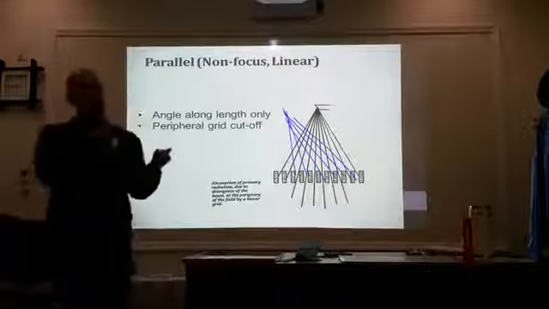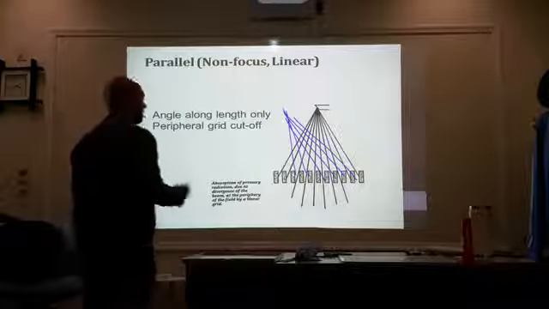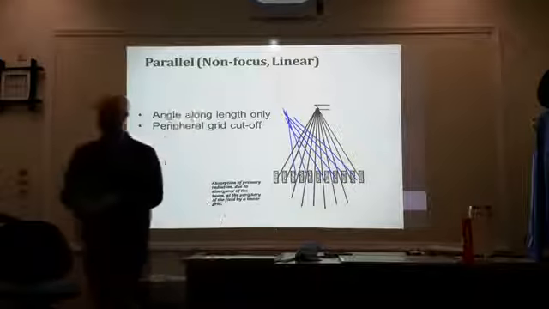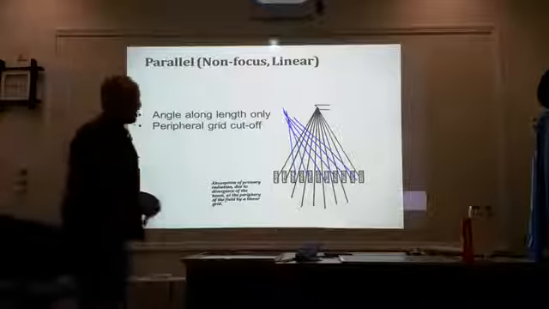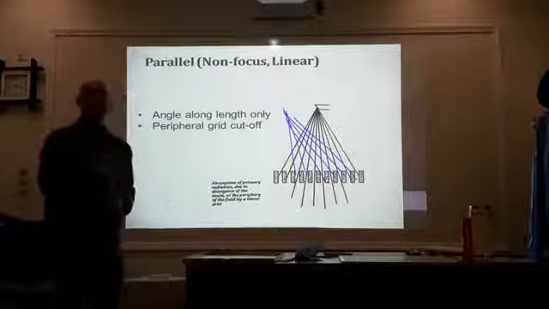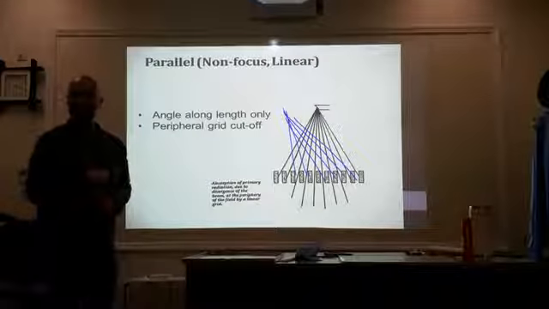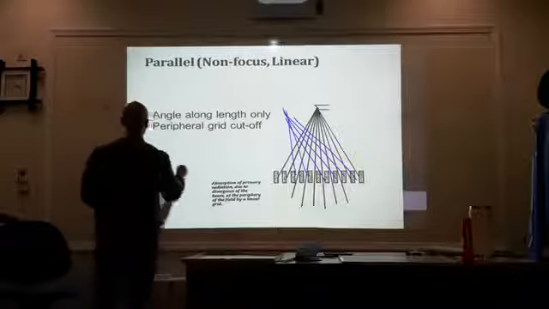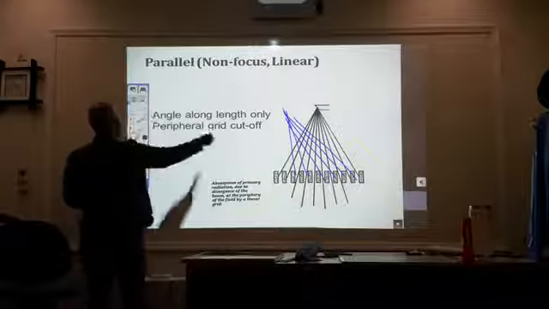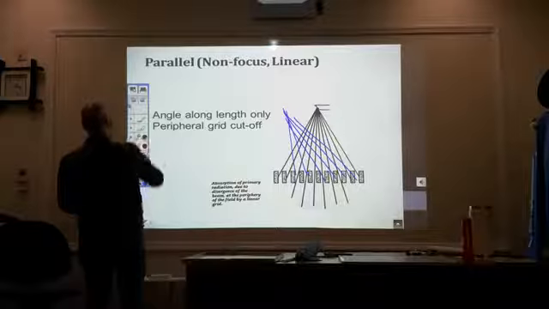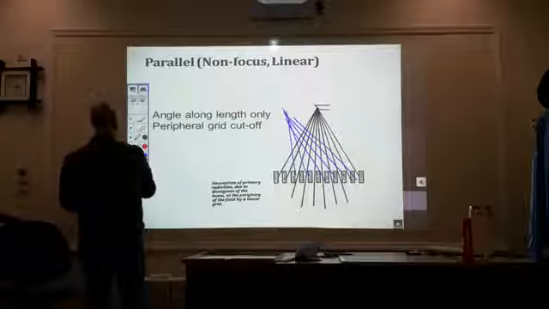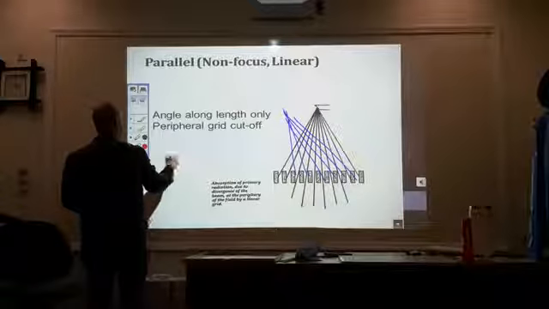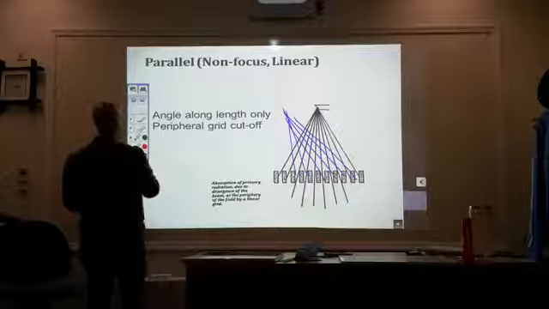So if it's absorbing both scatter and primary radiation, what's going to happen to your overall image of your film? It's going to be too light. This is known as grid cutoff. Okay? So this can happen, and I'm going to show you guys this later on. This can happen when your tubes are not aligned right, or if your image receptor isn't aligned right.